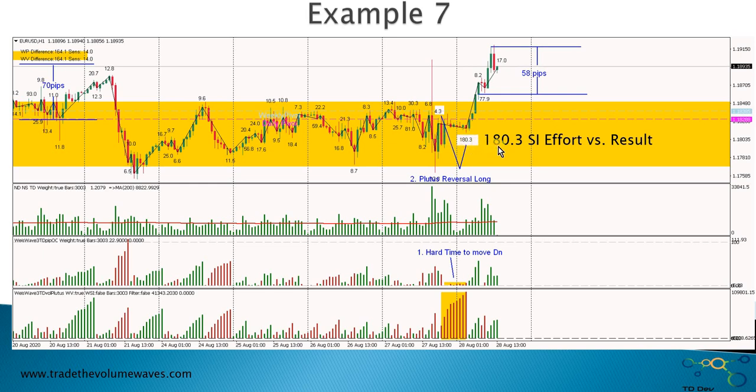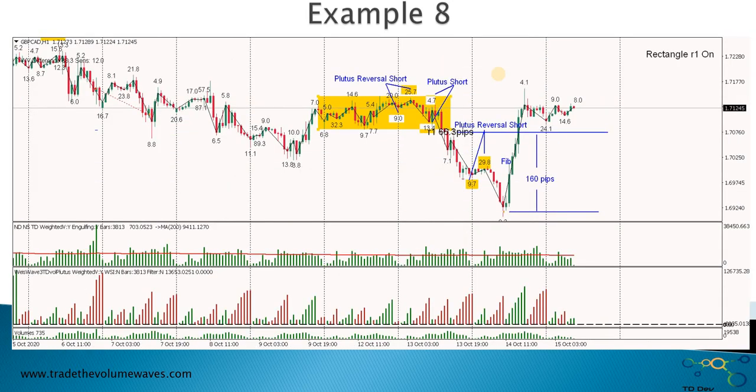We get a 180.3 SI. That's effort versus result. Price had a very hard time to move down. So what do we do? To confirm that, we wait for the break of this range. We did break, we went long, that's 58 pips. Next example.